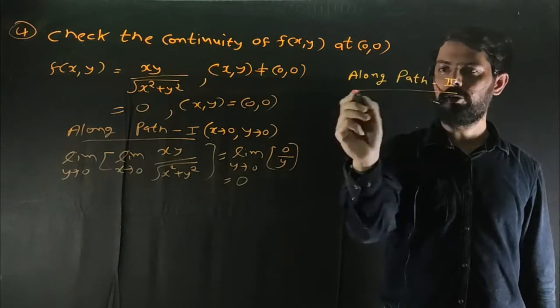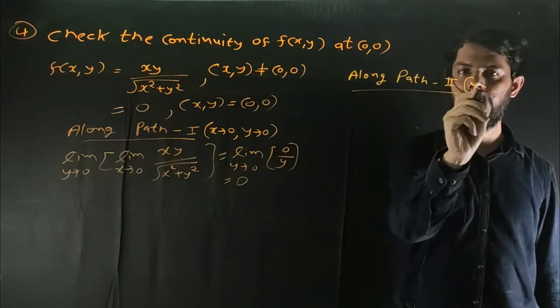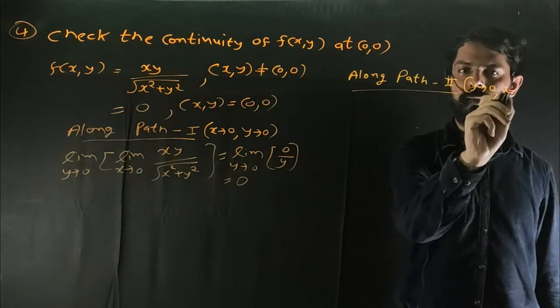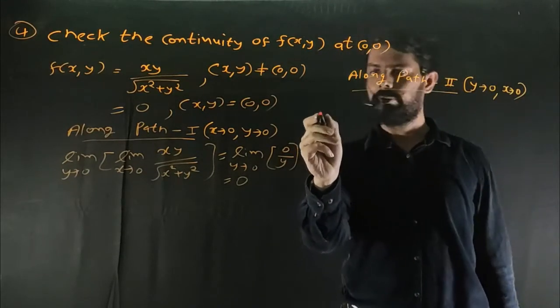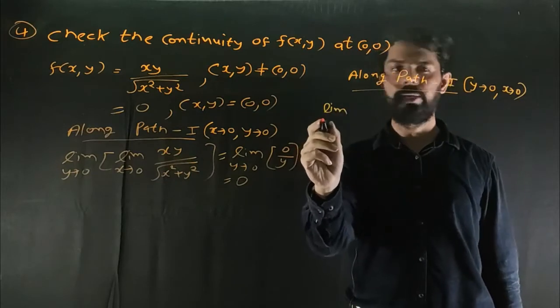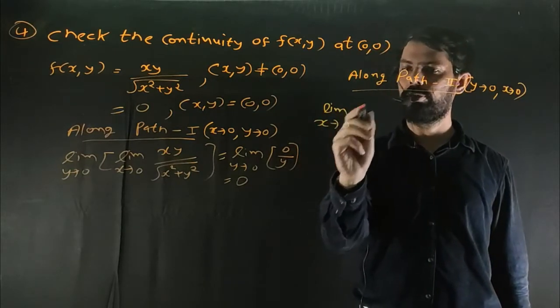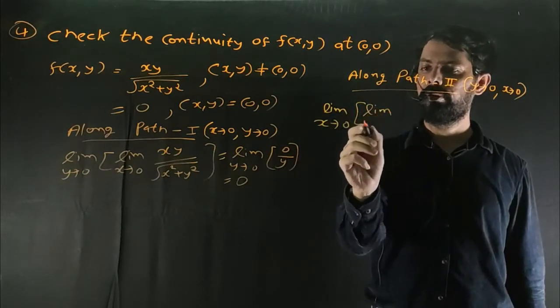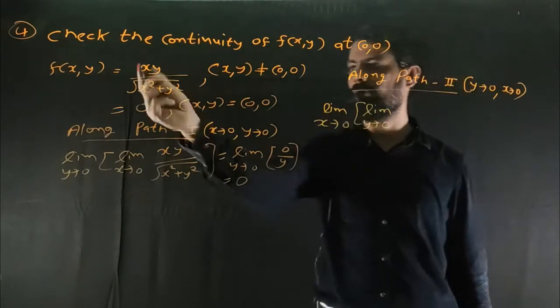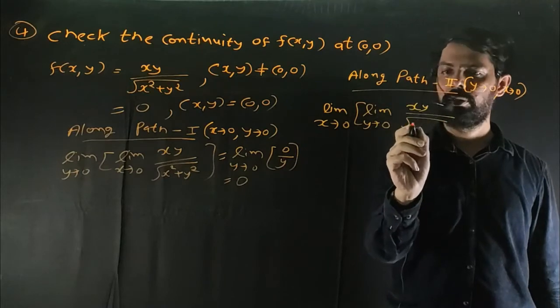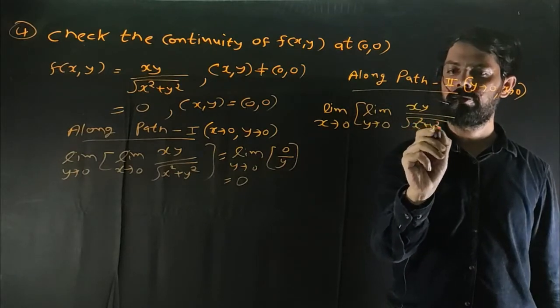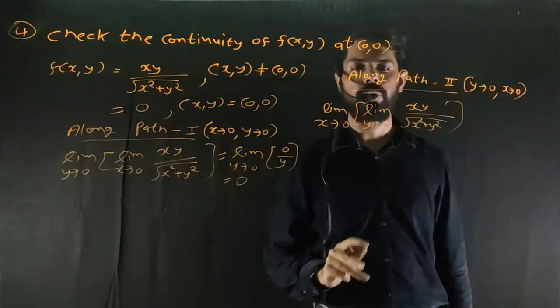So limit along path 2, that is first taking y tends to 0, then x tends to 0. So here we will write down limit x tends to 0 in bracket limit y tends to 0, then function. What is function? It is xy divided by under root x square plus y square.